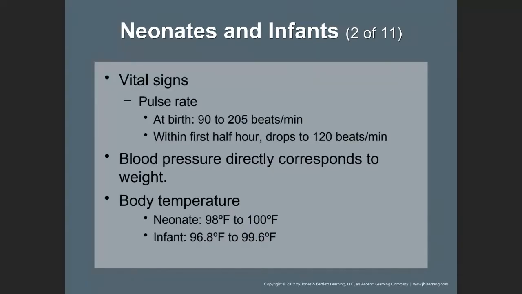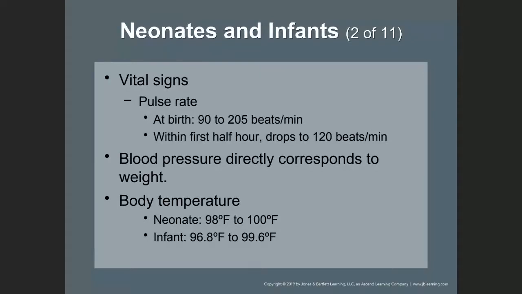During the neonate and infant development stage, vital signs: the pulse rate at birth is going to be 90 to 205 beats per minute, and usually at birth, the pulse rate should be over 100. If it's at 100 or below, you need to be anticipating some type of airway problem, and you need to be prepared to provide positive pressure ventilation for the patient.